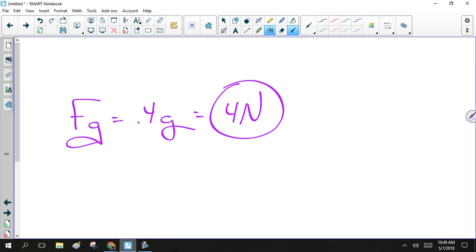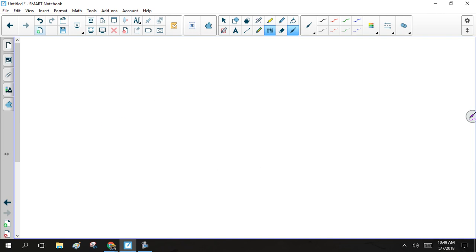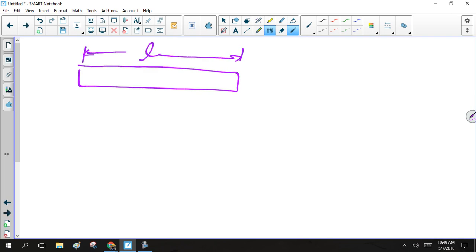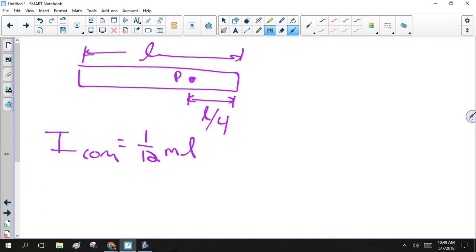Number 19. It says the uniform thin rod shown above has a mass m and length L. You're told that it has a length L. This point P is a quarter of the way from the end. It tells you that the rotational inertia about its center is 1/12 mL squared, and it wants to know what the rotational inertia about point P is.